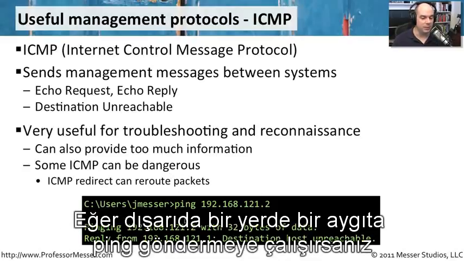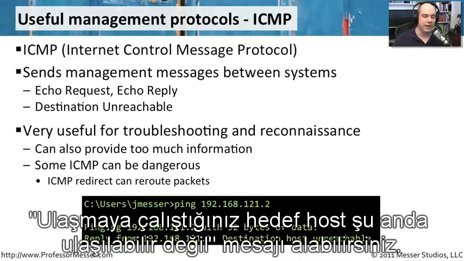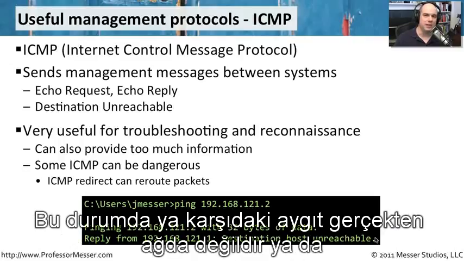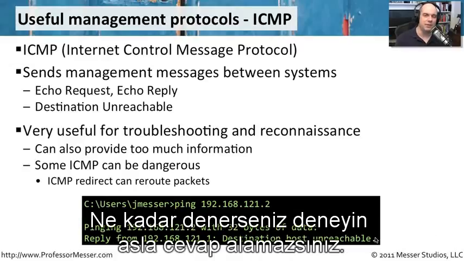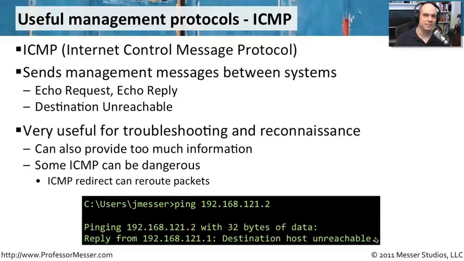And if you ever see that you're trying to ping a device and it says, sorry, the destination host you're trying to ping is unreachable, that's because either that device really isn't on the network, or our security administrator was very smart and restricted access of ICMP through the firewall. No matter how much you try, you're never going to get a response back.